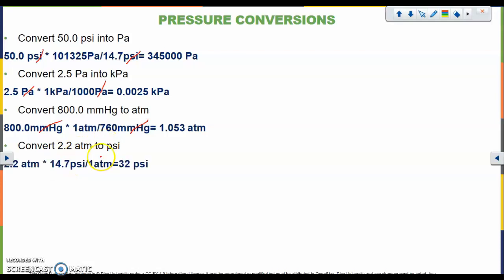Converting 2.2 ATM to psi, again, sorry about this little thing here. ATM is on the bottom again. They cancel each other out, and we have psi, pound per square inch.